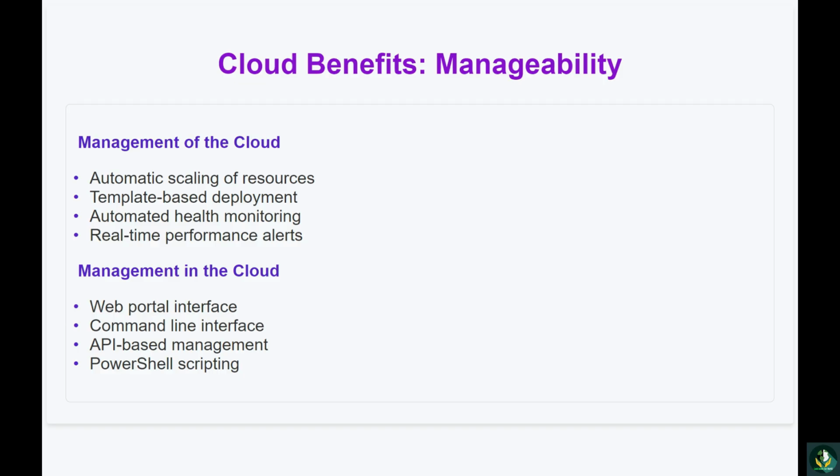Management of the cloud. Management of the cloud refers to the ability to manage and control cloud resources effectively. This aspect of manageability offers several key benefits. Automatic scaling. Cloud platforms can automatically adjust resource allocation based on demand. This ensures optimal performance during peak times and cost efficiency during periods of low demand.